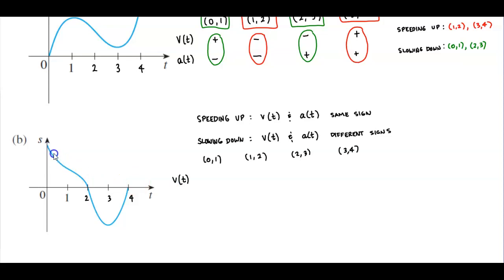We can see it's decreasing from 0 to 1, so that means the velocity is negative. It's also decreasing from 1 to 2, so therefore it is negative. And it continues to decrease from 2 to 3, so therefore it is negative. And then from 3 to 4 it increases, so therefore it's positive in the interval from 3 to 4. And then we're going to take a look at the acceleration function. Now remember, with the acceleration function, we need to look at the concavity of the actual graph.